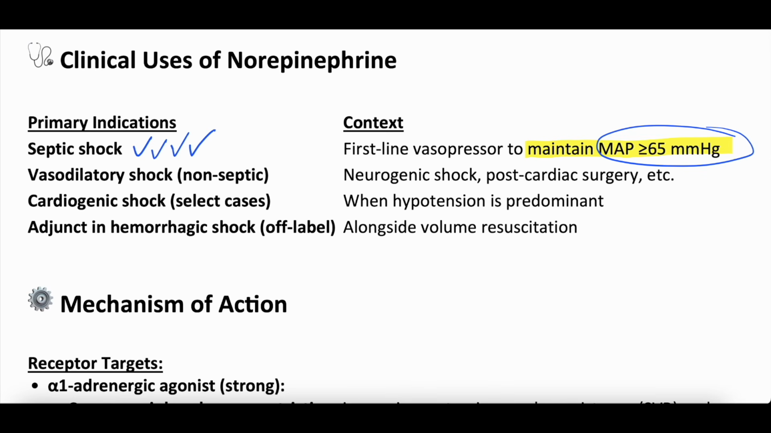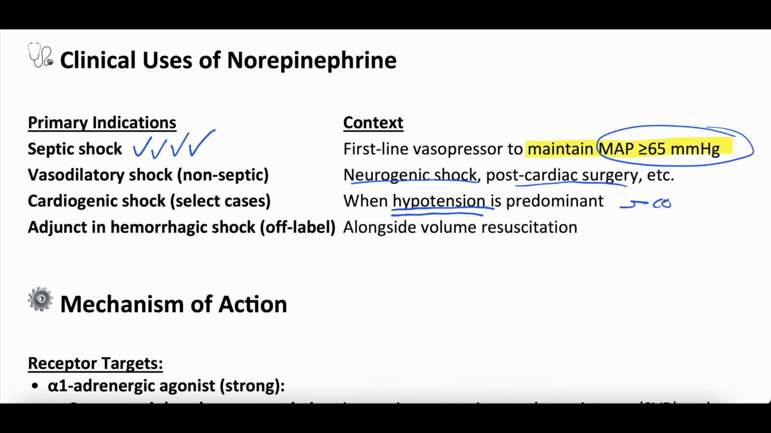You can use it for other vasodilatory shock states too, things like neurogenic shock when you have a cervical spine injury that causes dysregulation of your sympathetic system and can lead to hypotension. Post-cardiac surgery patients sometimes get vasodilated. Cardiogenic shock, you can use norepinephrine too when hypotension or low blood pressure is predominant.